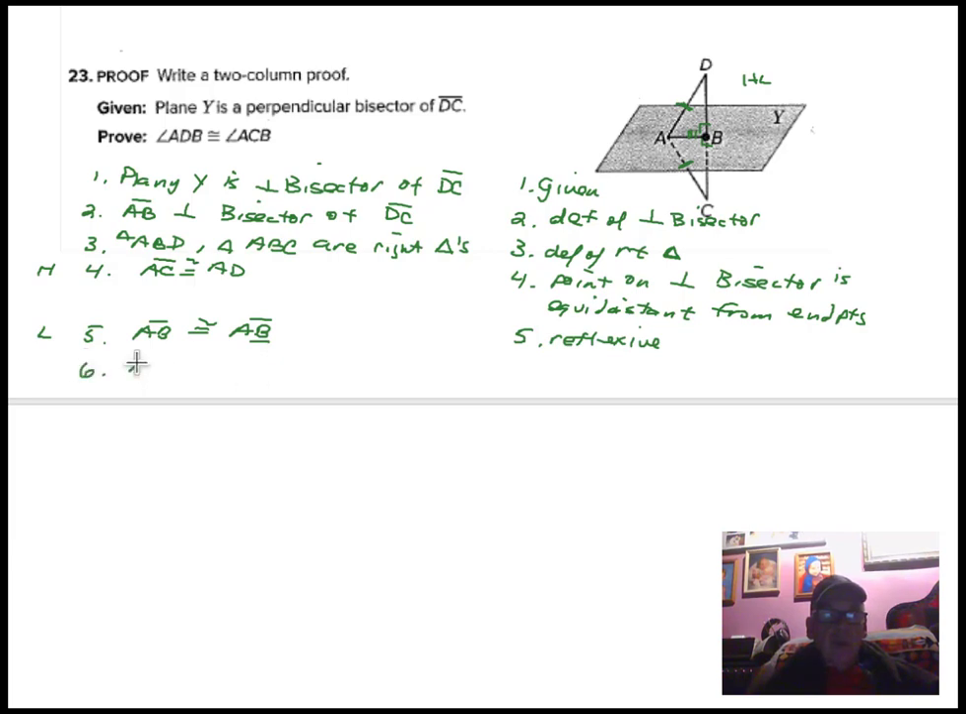So for step 6, we can say that triangle ABD is congruent to triangle ABC by HL, hypotenuse leg. And then for 7, we can say that angle ADB is congruent to angle ACB by corresponding parts. Corresponding parts of congruent triangles are congruent. And we've proved what we needed to prove.